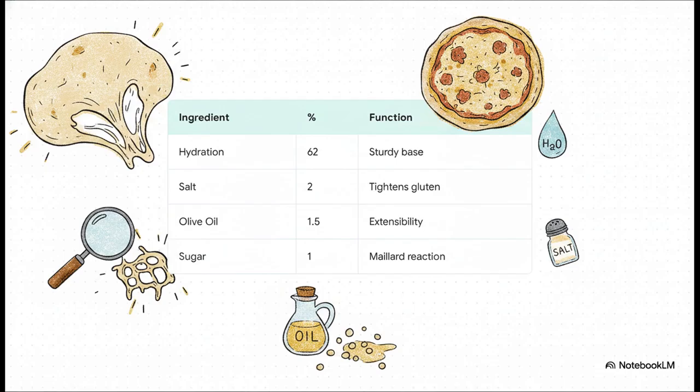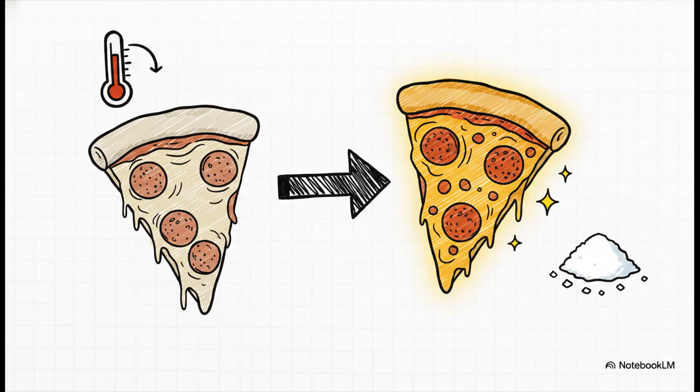Actually, that olive oil is absolutely brilliant. It provides extensibility. That just means the dough stretches beautifully without snapping, which completely prevents the crust from becoming brittle. And then there's that final, crucial ingredient, sugar.